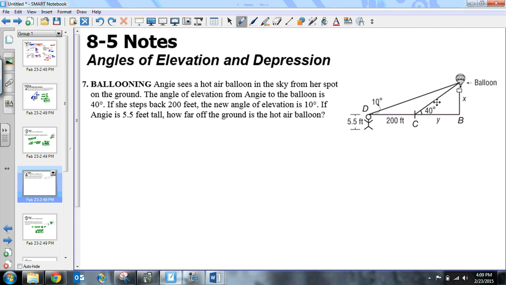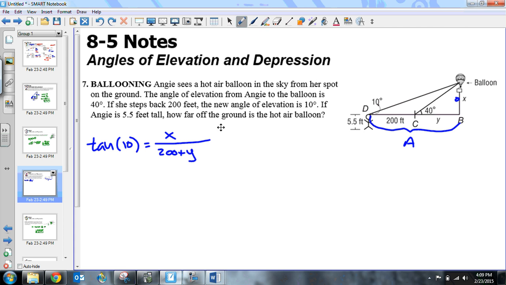All right, so here's what I can do. I see two different right triangles here. I see this big one, and I'm going to set up a trig function based off of that. With that big triangle, I know the angle of elevation is 10 degrees, I'm given the opposite side, and this whole entire side is my adjacent side. So I could say that tangent of 10 is equal to the height x divided by 200 plus y.